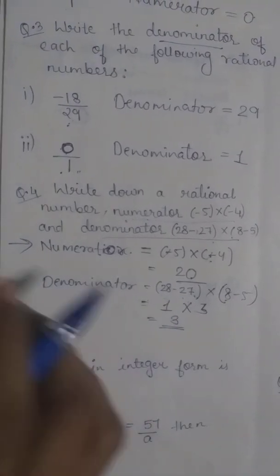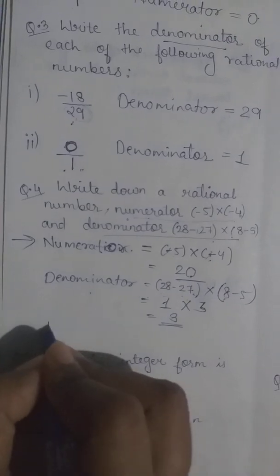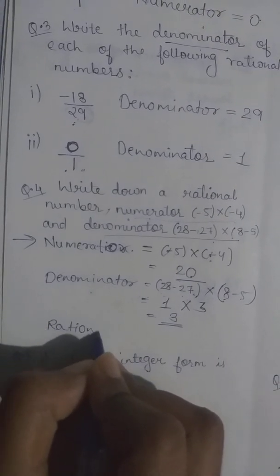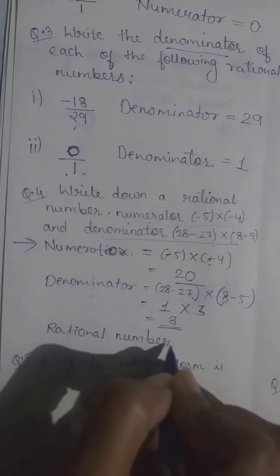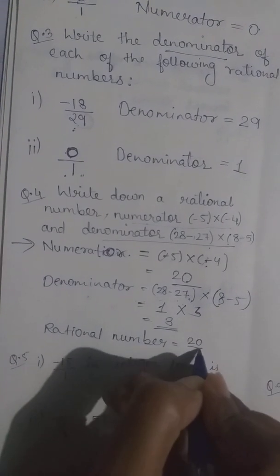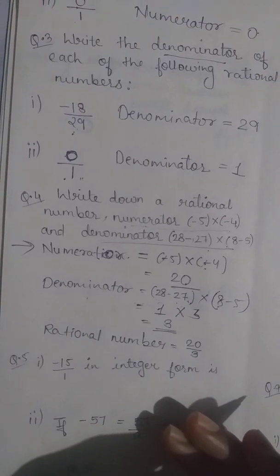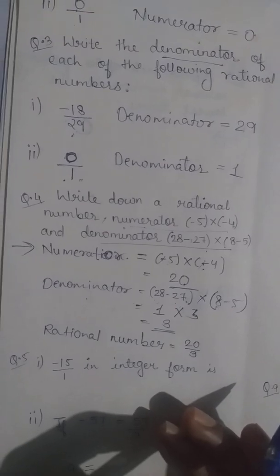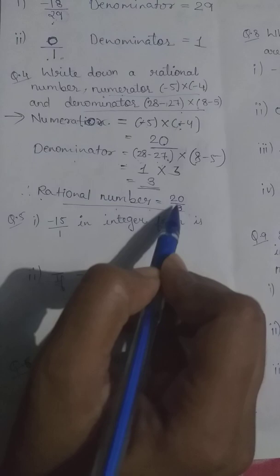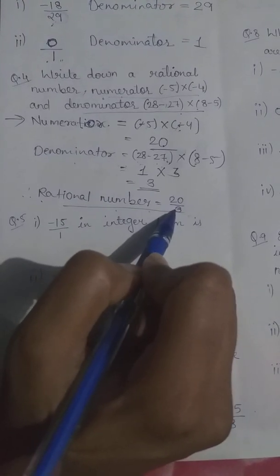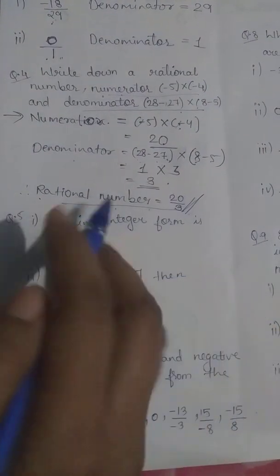Now I will put it together. Rational number is equal to 20 upon 3. Any doubt? So therefore the rational number is equal to 20 upon 3. Okay, numerator upon denominator.